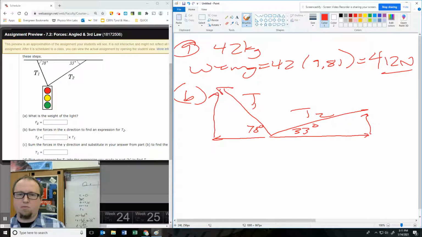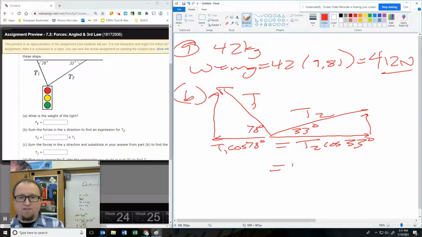Oh, I was hoping those were going to be complements. So sum the forces in the x direction to find an expression for T2. T2 cosine of 33 degrees equals T1 cosine of 78 degrees. Since those are the only two horizontal forces, they have to be equal. So if I solve that for T2, I get T1 cosine 78 degrees all over cosine of 33 degrees.